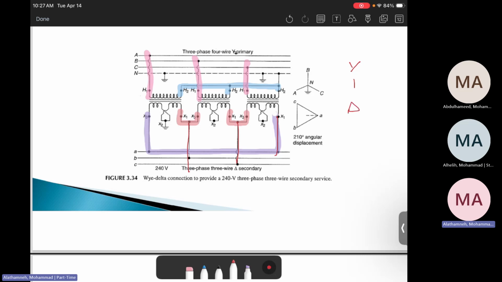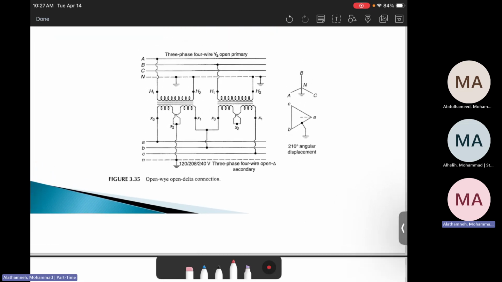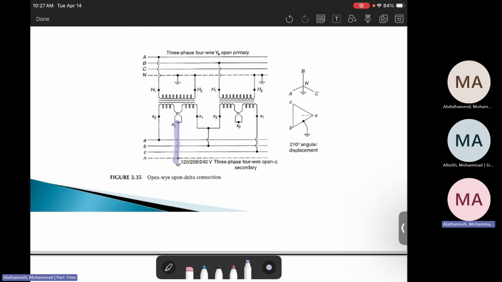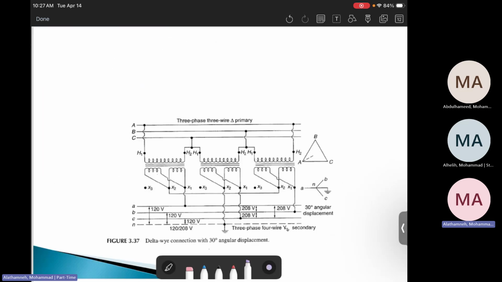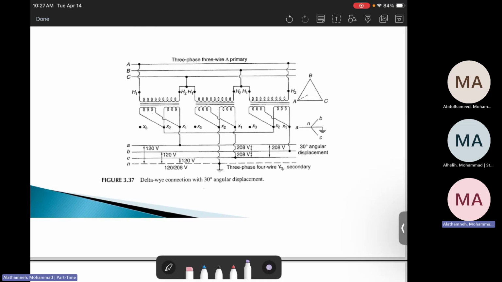And again, as I said about the displacements, don't worry about the displacement angle. We will talk about it later on. This is also another Y to delta with a neutral. There is a neutral for delta. And this part is delta to Y. So delta, again, look at each one.